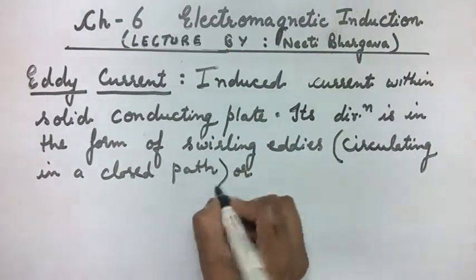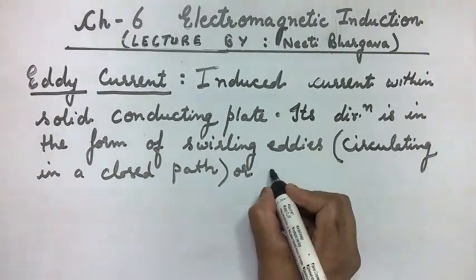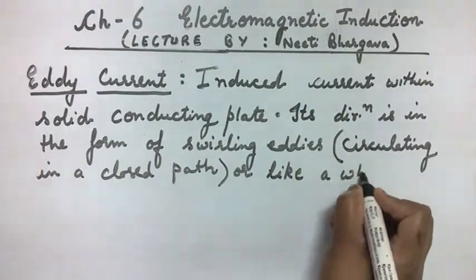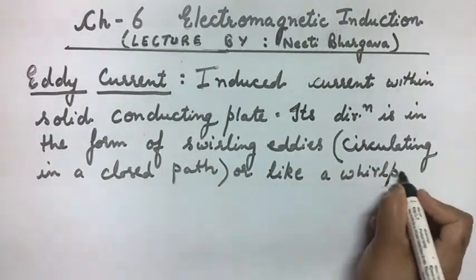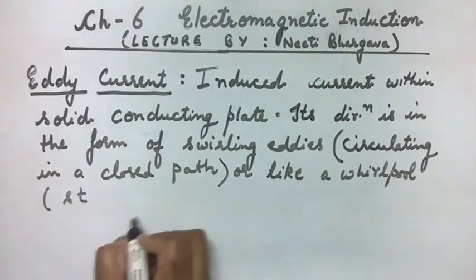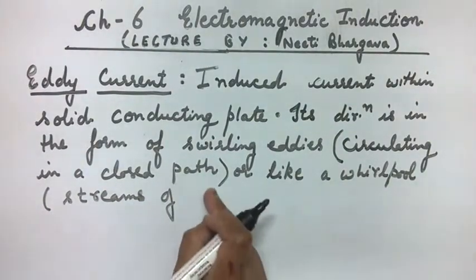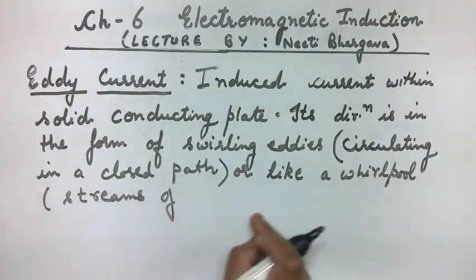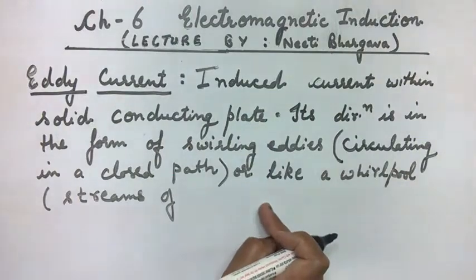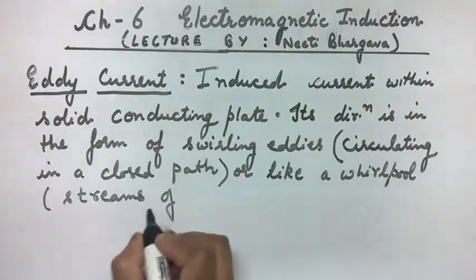Or the movement like a whirlpool, that is, streams of water in a circular path. That it is not in a specific path, it has different paths due to the motion of different electrons in a conducting plate. We will study it in detail.